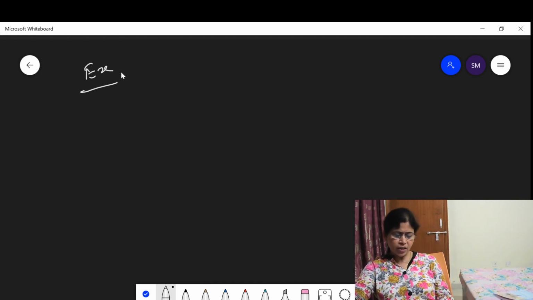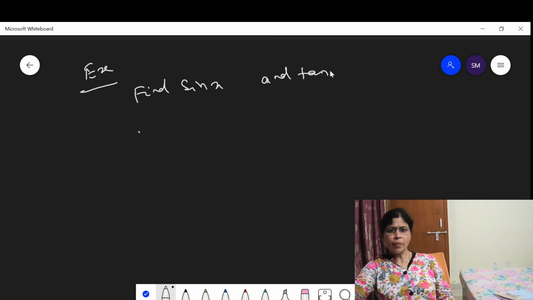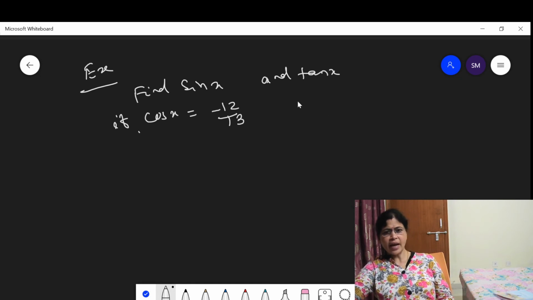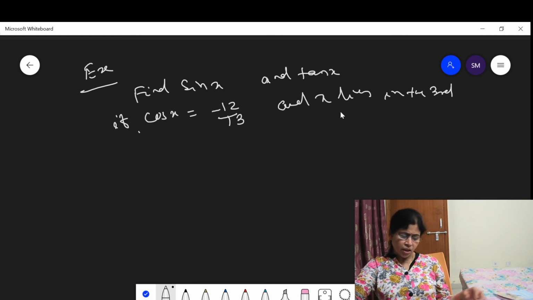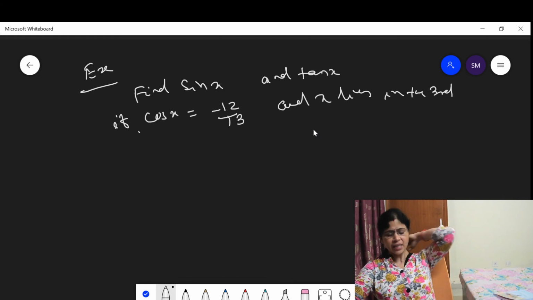Here the question says: find the value of sin x and tan x, if cos x is given as minus 12 upon 13 and x lies in the third quadrant. X lies in the third quadrant means sin x is negative. In the third quadrant, sin x is negative.